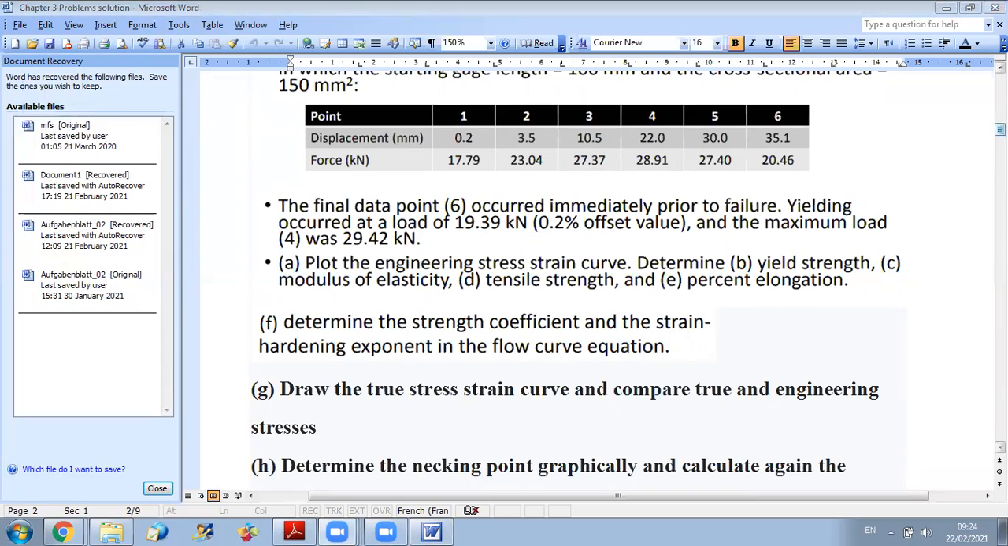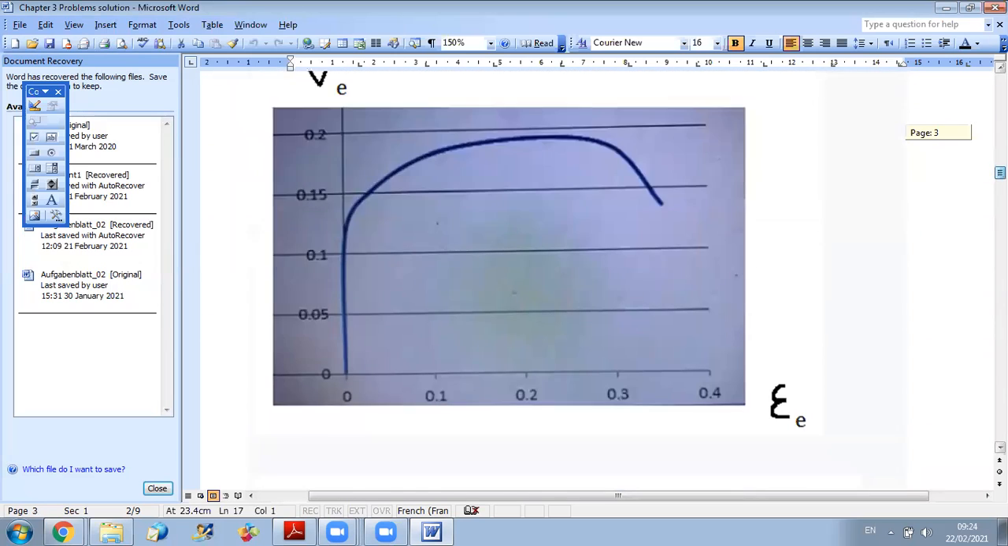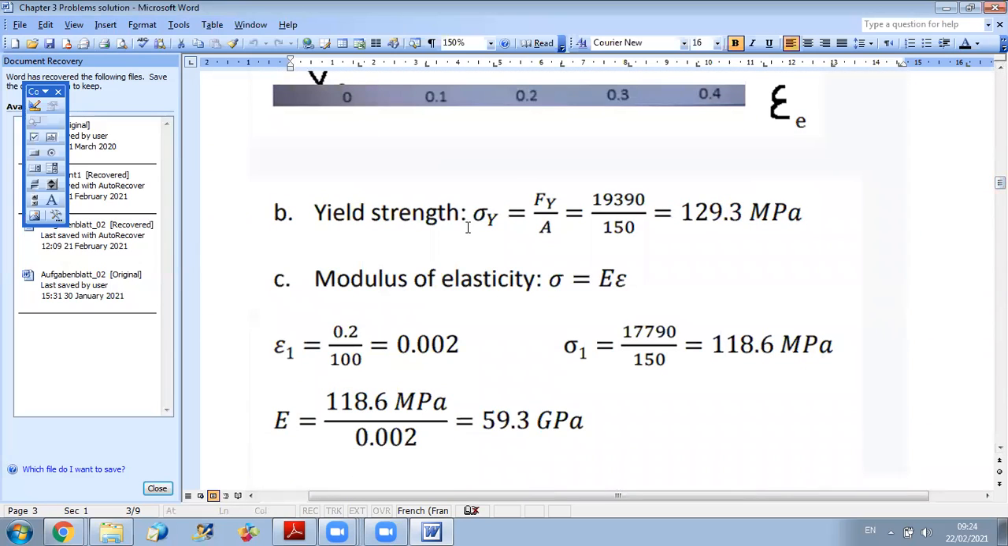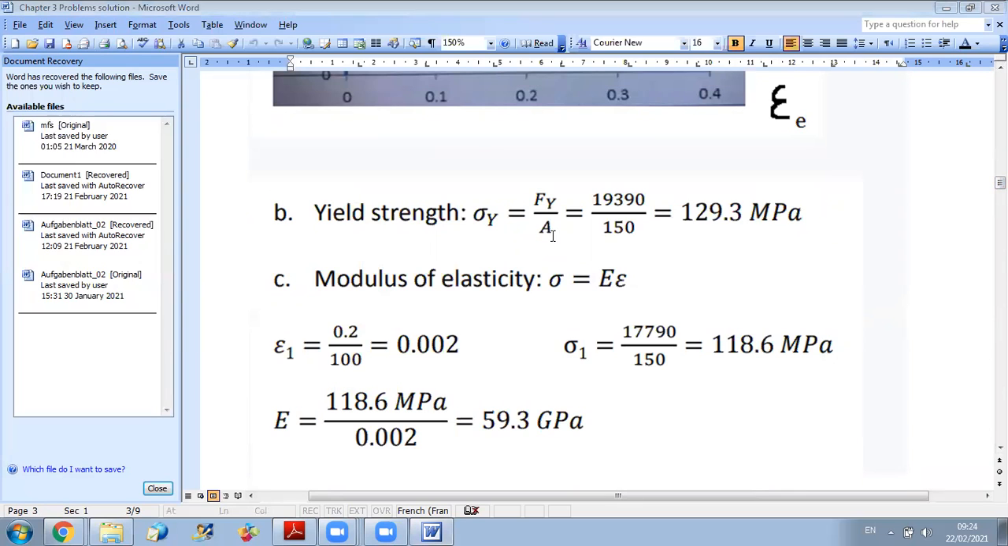We can see it here in the calculation. First, for yield strength, we just say it is F at yield over A0, where A0 is the original area. And for the modulus of elasticity, we have that based on the offset method of 0.002. In this case, I need to find delta sigma and delta epsilon.